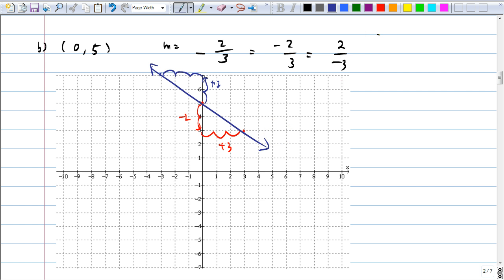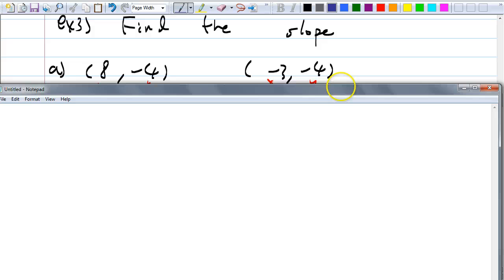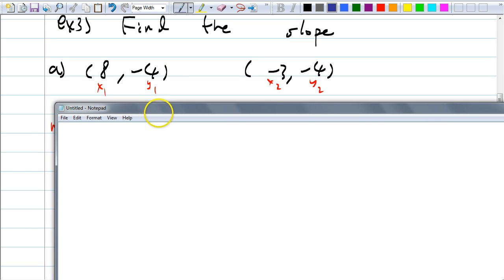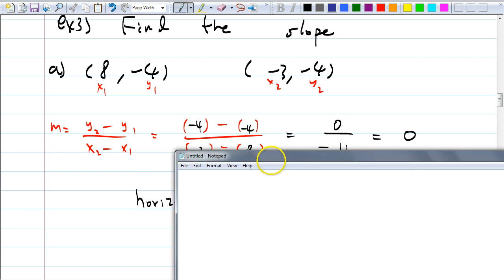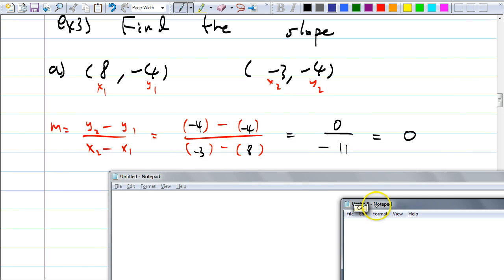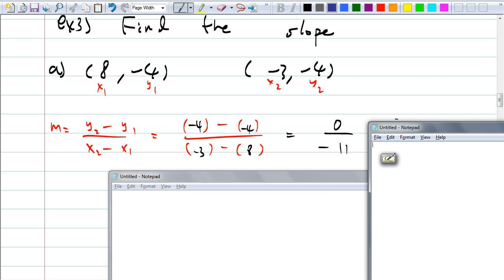Okay. All right, let's move on to the next example, okay? Now we're back to finding slope of 2 points, same thing that we did in example 1. Try this here: 8, negative 4, and negative 3, negative 4. Go ahead, everybody try. I'll wait. Okay, this one's kind of interesting. Somebody tell me what to plug in. How about Leo? Negative 4 minus negative 4 over negative 3, and you get 0 over negative 11, right?